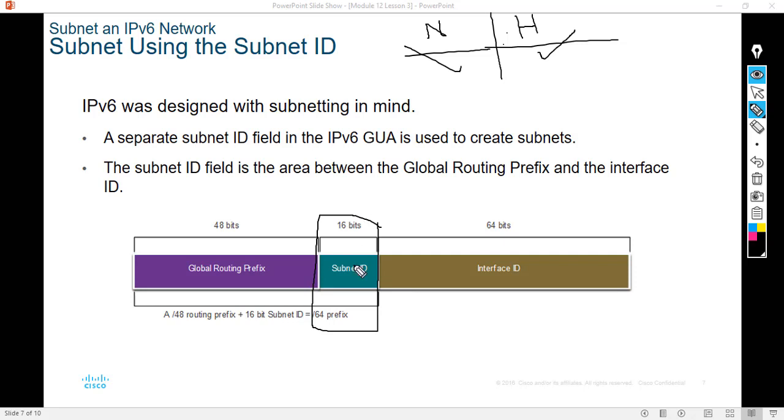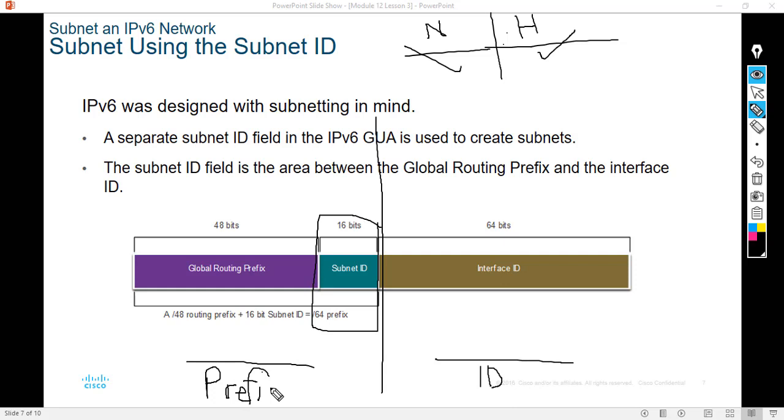The subnet ID field is what we are interested in. We usually draw our line here, and we say this is the first 64 bits, this is the last 64 bits, and we know that this is the interface ID and this is the prefix. The prefix is further divided into two parts. You have the global routing prefix, usually the GUA, global unicast address. Remember that it's a routable address. With the global unicast address, the global routing prefix is 48 bits, and it's usually given by a method such as SLAAC or DHCP version 6. What we are interested in if we are going to create subnets is the subnet ID. The subnet ID is just 16 bits, and it's in between the global routing prefix and the interface ID.